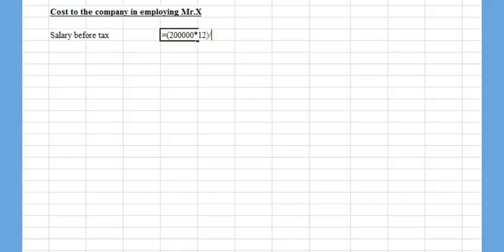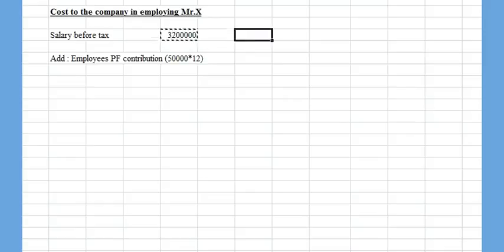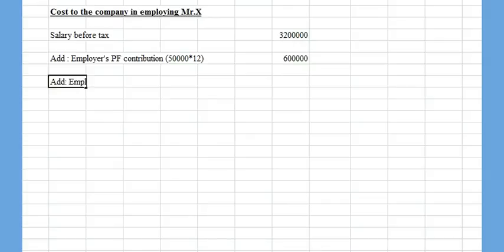However, the cost to the company is the whole 100%. Therefore, we need to find total yearly cost to the company, which is 2 lakh into 12 divided by 0.75, which is 32 lakhs. Company pays their share of provident fund contribution pertaining to the employee Mr. X, which is rupees 50,000 into 12, 6 lakh. The initial take-home salary does not include the employee's share of provident fund. This means employee's share of provident fund is paid in addition to the above salary, which turns out to be rupees 6 lakh.